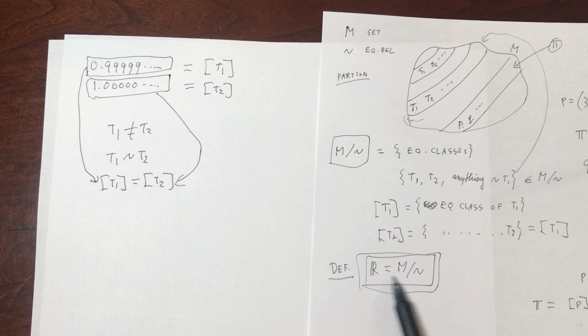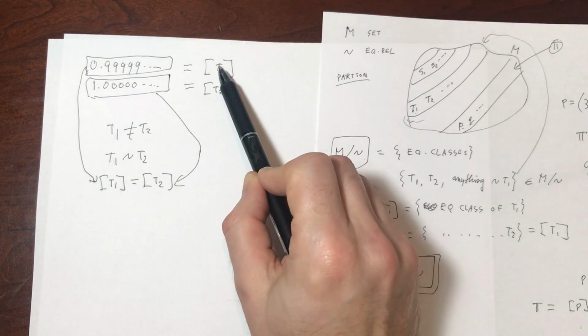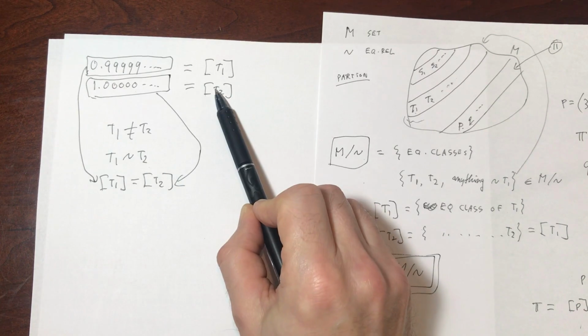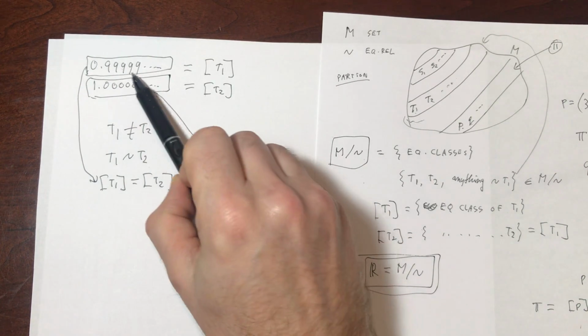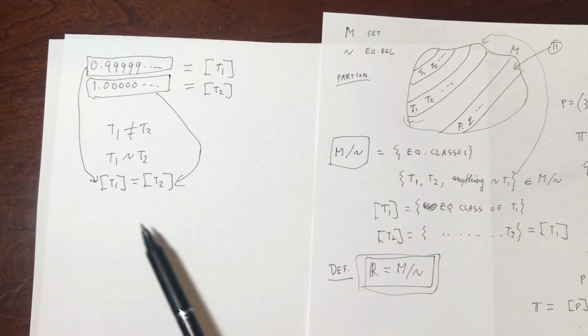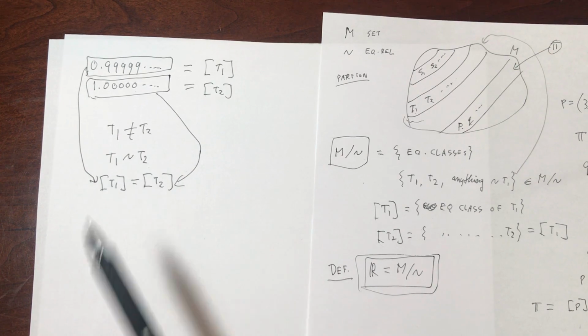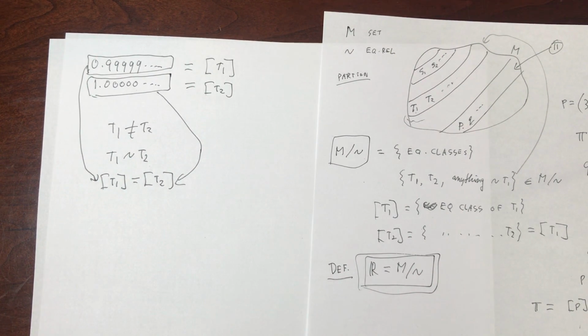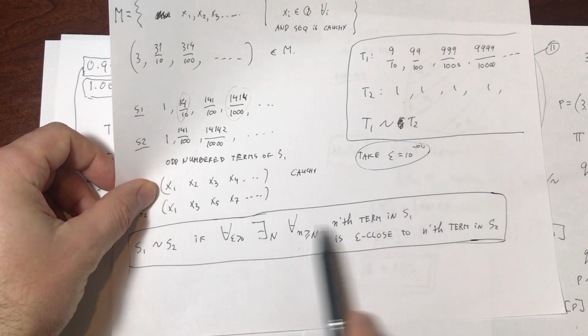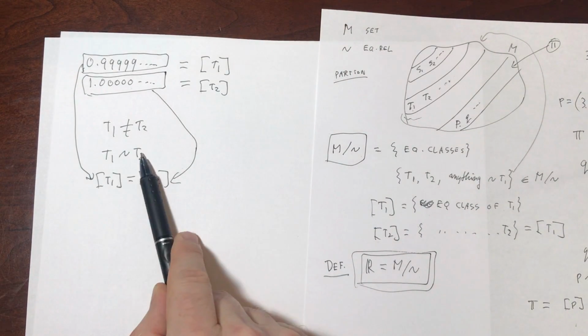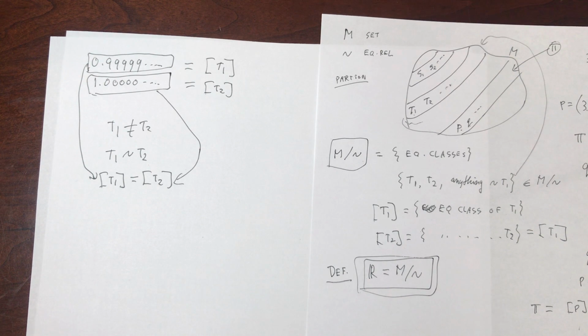So now that you know that the real numbers are this, and that you know that this is the class of a sequence and this is the class of another sequence, then asking whether or not they're equal is just a matter of checking if the sequences are equivalent. And if the sequences meet this definition, then they're equivalent. And if the sequences are equivalent, then their classes are equal. Okay, so now you know what real numbers are.